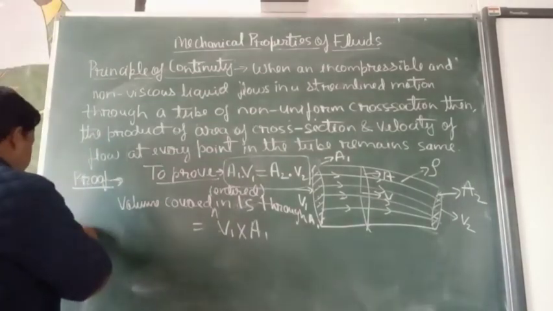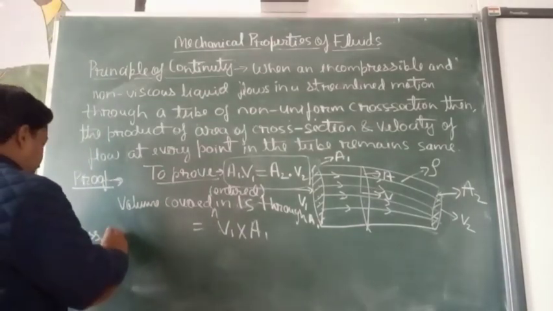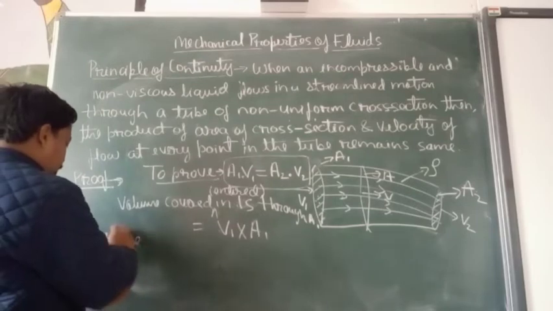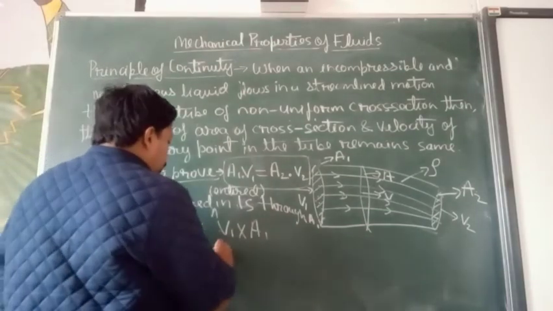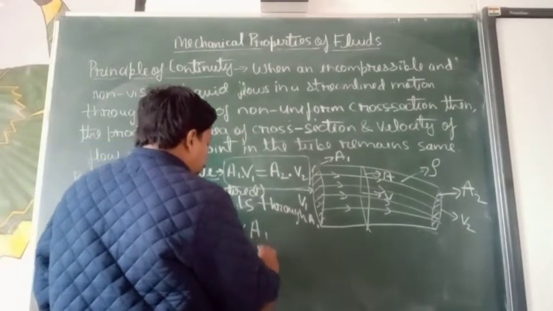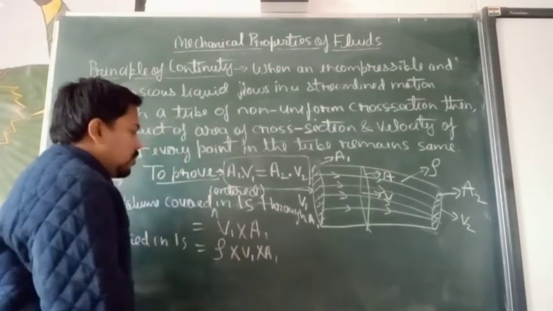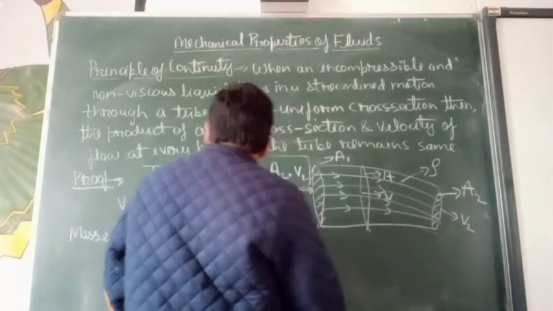So the mass entered in 1 second will be equal to rho into v1 into a1. Let this be equation number 2.